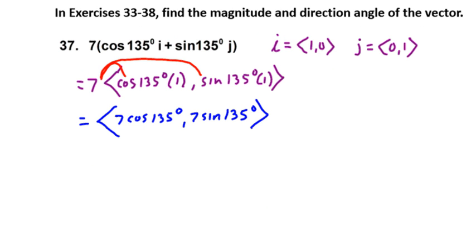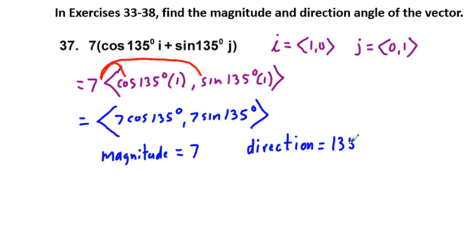So, coming back to problem 37, therefore our magnitude is equal to 7. And our direction is equal to 135 degrees, and that's a standard position type angle. So those would be our answers for problem number 37.